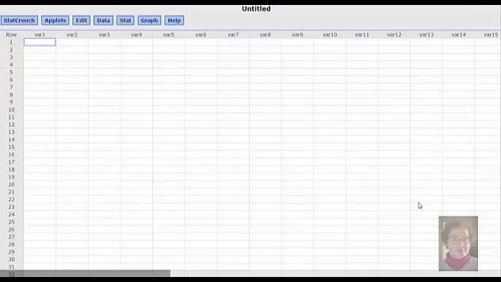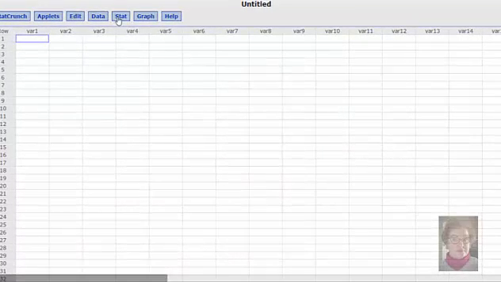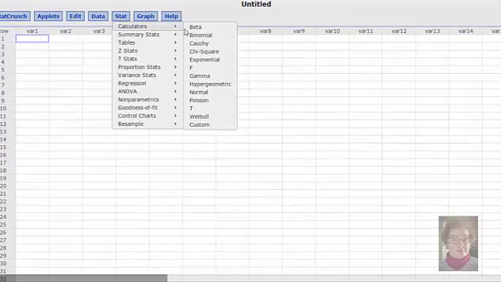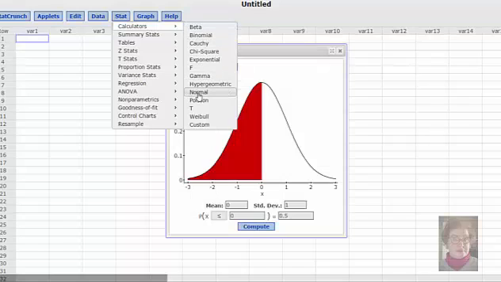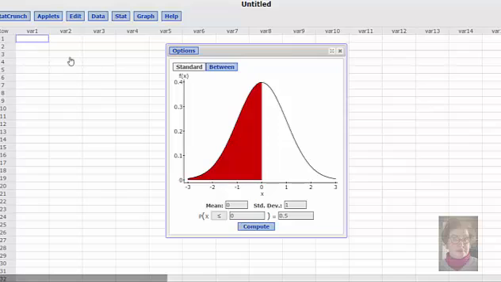Okay, let's look at how to do these types of calculations on StatCrunch. We're going to go to Stat, Calculators, and then we're going to go down to Normal. You don't need to have anything in your data table at all. And here we have a standard normal distribution where the mean is 0 and the standard deviation is 1.